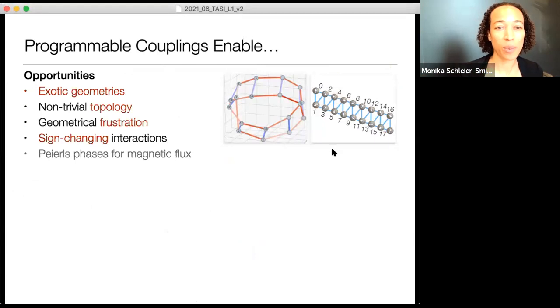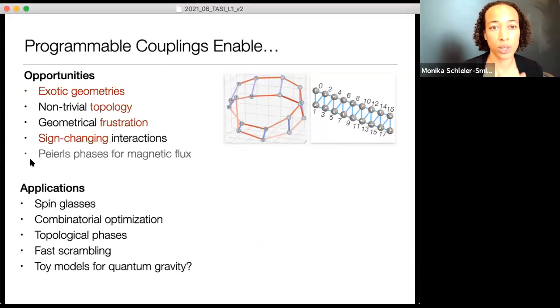And so aside from the quantum gravity direction, that's something we're really interested in exploring here. Specifically, there are models for the physics of spin glasses that rely on having sign changing interactions. And so it would be an interesting direction to realize those models and probe those systems. So.